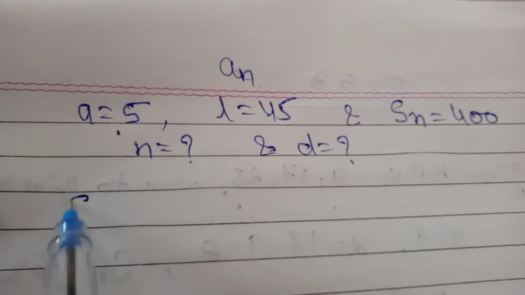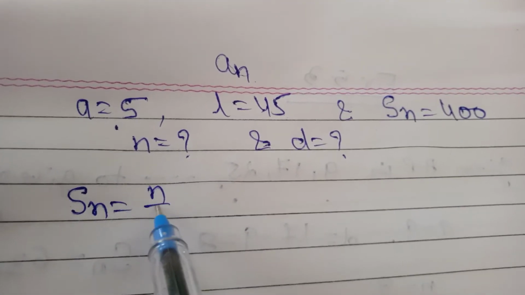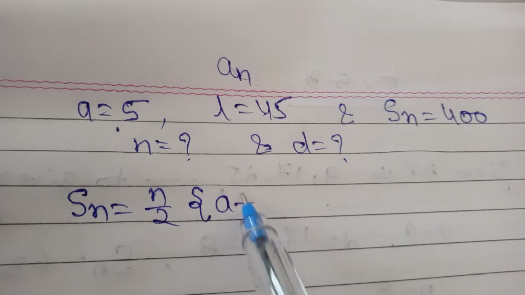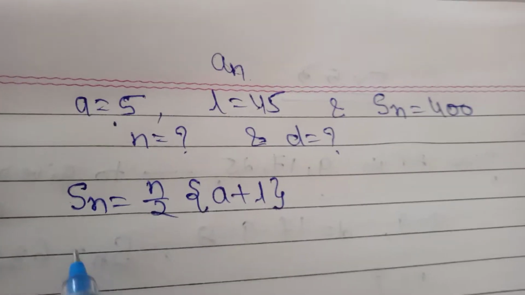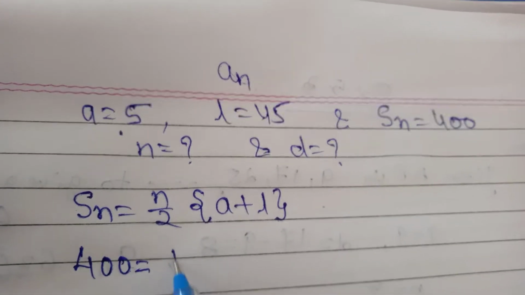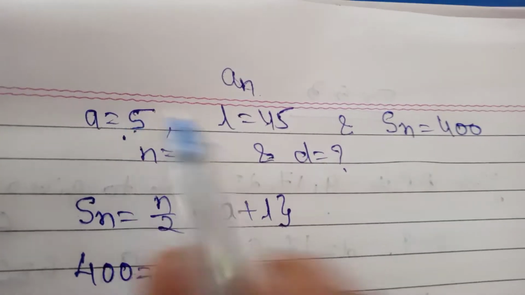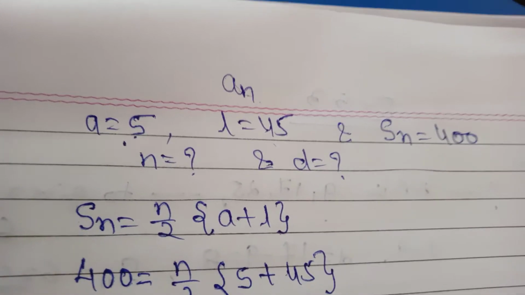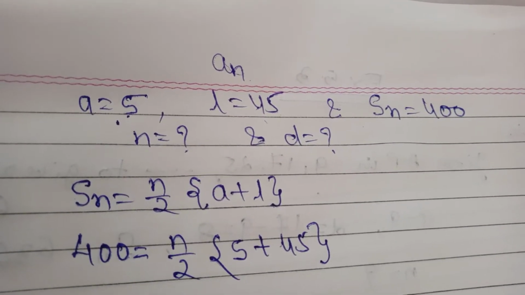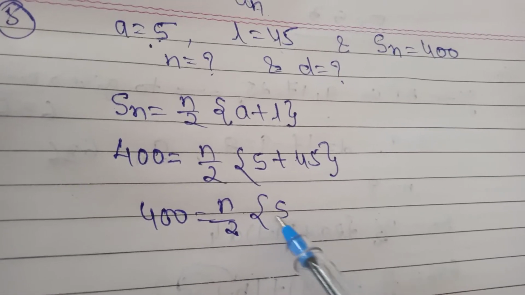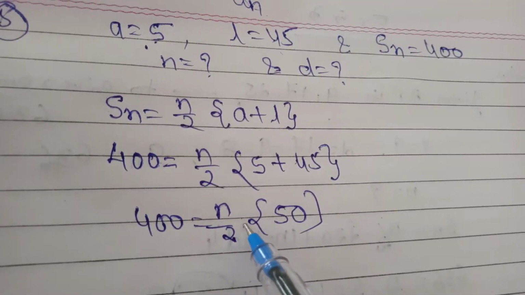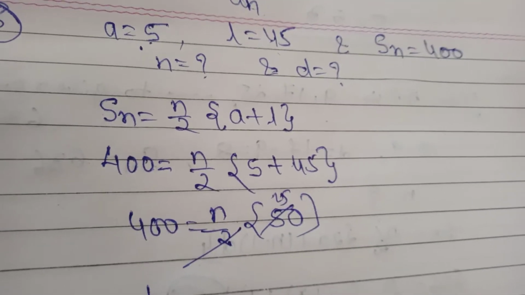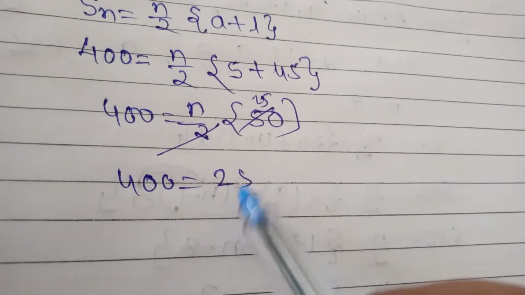So our formula is Sn is equal to n by 2 times (a plus l). So 400 is equal to n by 2. What is the first term here? 5, and the last term is 45. So 400 is equal to n by 2 times 50. Can you cancel 2? 25 twos are 50. So 400 is equal to 25n.